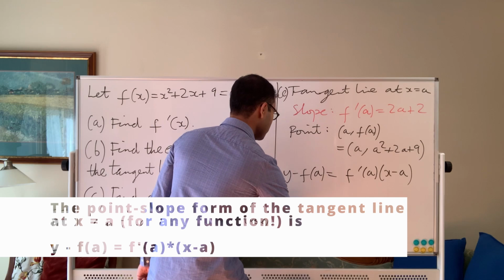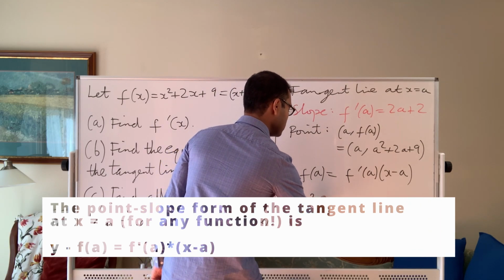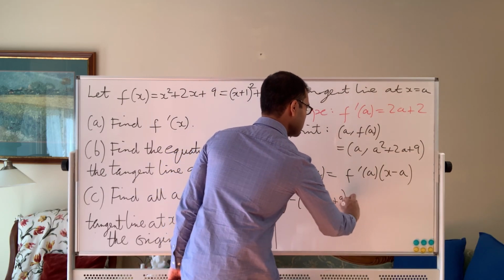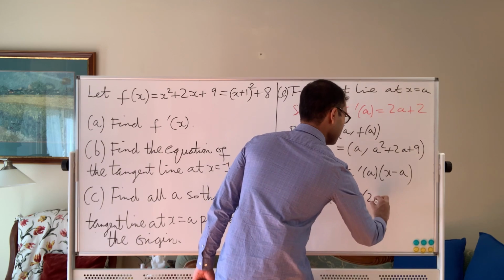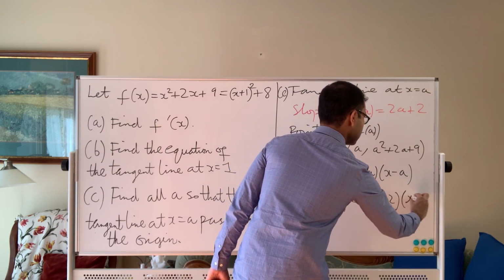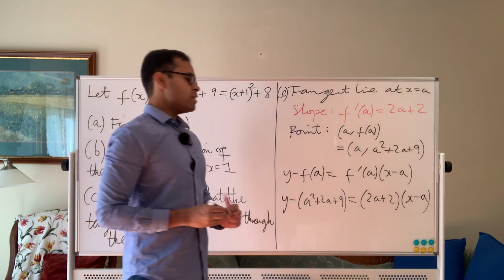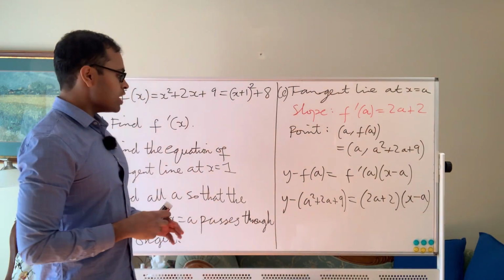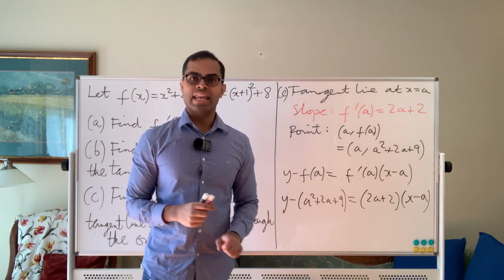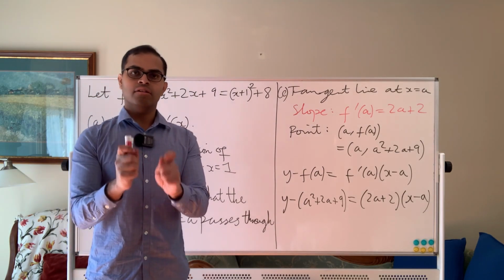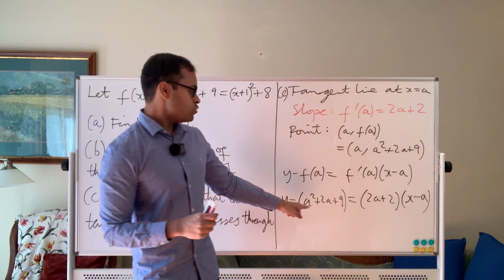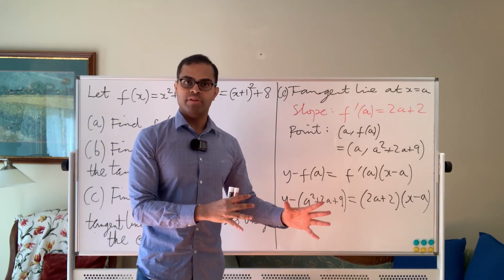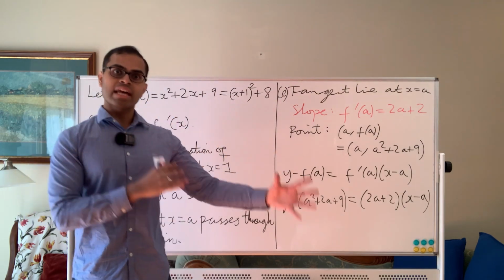And so that's going to be y minus (a squared plus 2a plus 9) is going to equal f prime of a, which is 2a plus 2, times x minus a. So this is going to be the equation of the line that is tangent to the graph at x equals a. Okay, so it is an equation in terms of y and x. So whenever you fix a value of a, when a is 1, we'll get back the equation of part b, right? When a is something else, we'll get another equation.